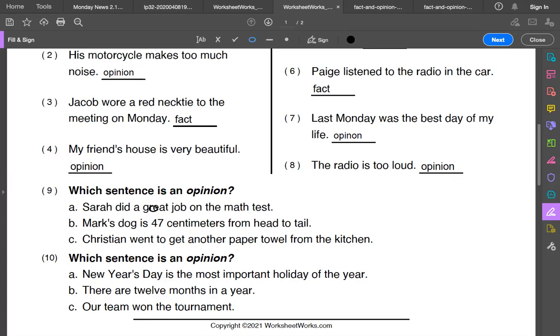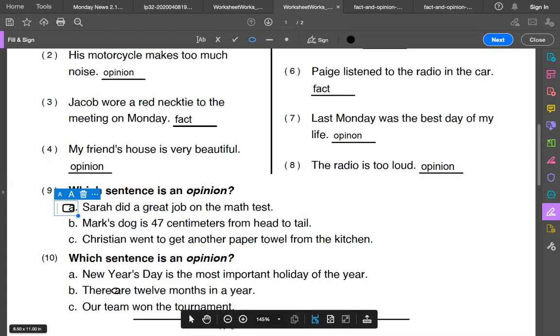Can we prove that she did a great job? Only if we see it physically. We don't know what the definition of great job is. If you're like a friend that I had in high school, if you didn't get 100%, that wasn't a great job. And I had other friends who would get 60s and 70s, and that was for them a great job. Okay. So we're going to go with the one that's an opinion there.